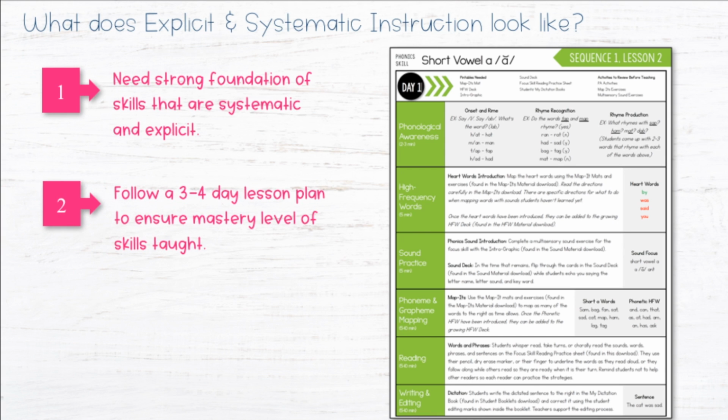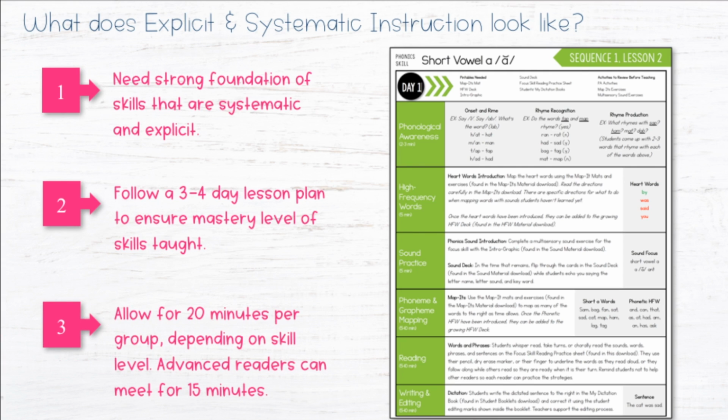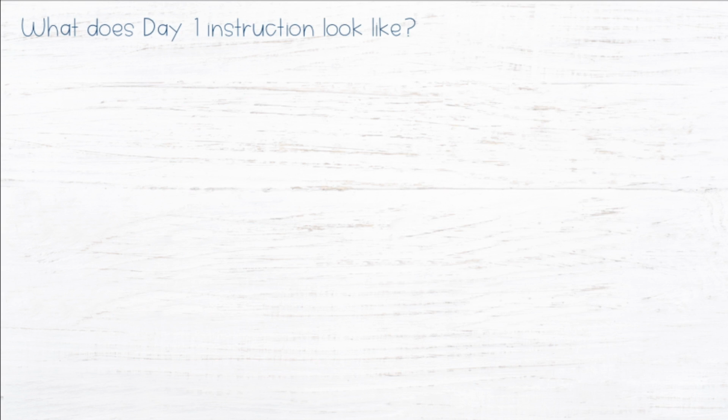Two, we need to follow a 3 to 4 day lesson plan to ensure mastery level of skills taught. We're looking for mastery, not exposure. So important. Mastery, not exposure. And number 3, we want to make sure we allot at least 20 minutes per group, depending on the skill level of the students in the group. If you're dealing with more advanced readers, you can absolutely continue doing a 15-minute guided reading lesson with your advanced readers. But for your early readers or emergent readers, you're going to need a solid 20 minutes of instruction for small group.